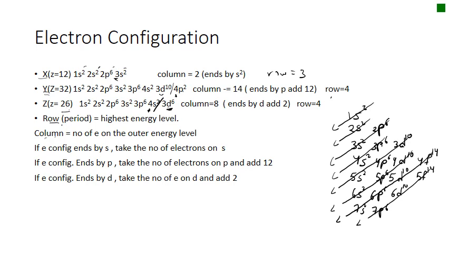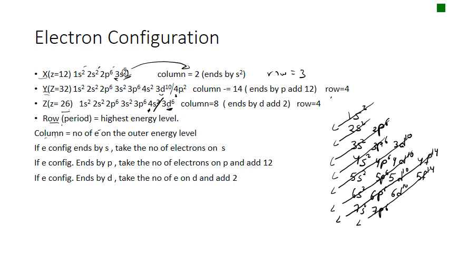To determine the column, first look at the number of electrons on the outer energy level. If the electron configuration ends with S, take the number of electrons on S. As in example 1 for X, the electron configuration ends with S2, so we have 2 electrons on S. Its column is equal to 2.